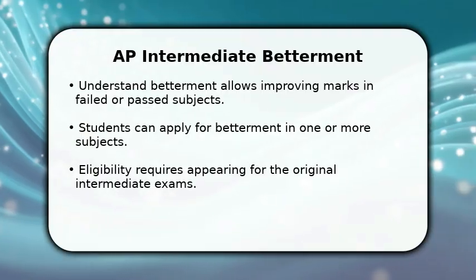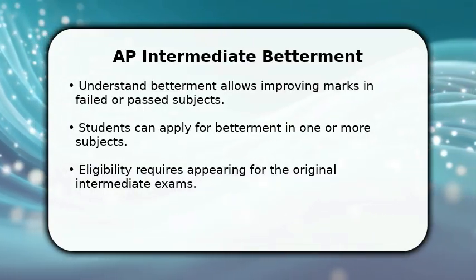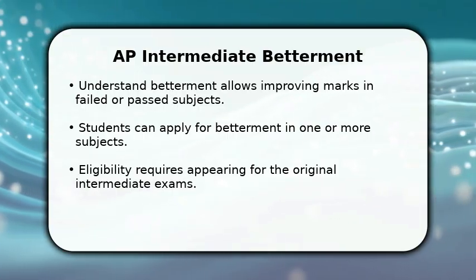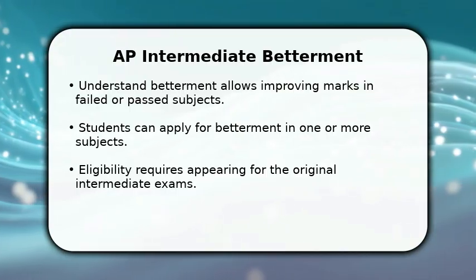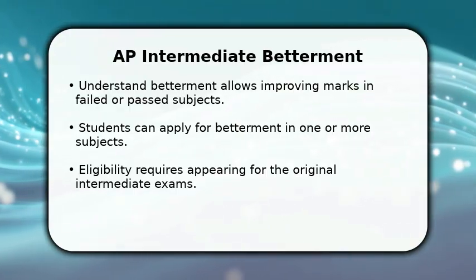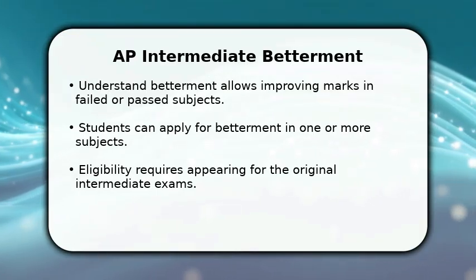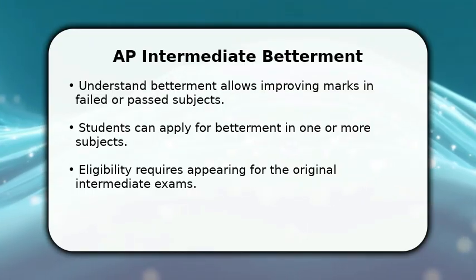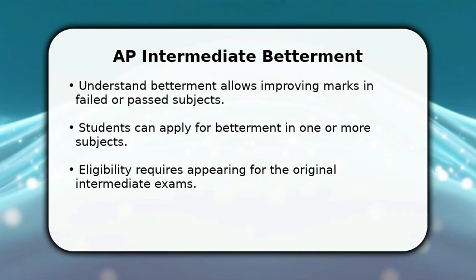In this video, I will explain how to apply for Betterment in AP Intermediate. First, ensure you meet the eligibility criteria. Betterment allows students to improve their marks in subjects they have either failed or passed. You can choose to apply for Betterment in one or more subjects, giving you flexibility. This process is designed to help you achieve better academic results, so let's get started with the steps.